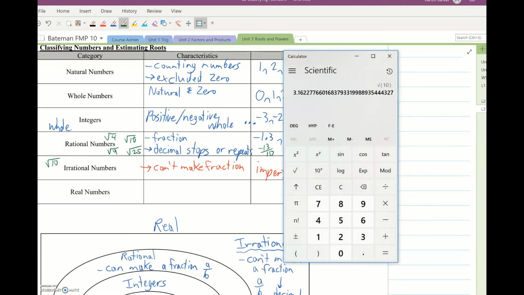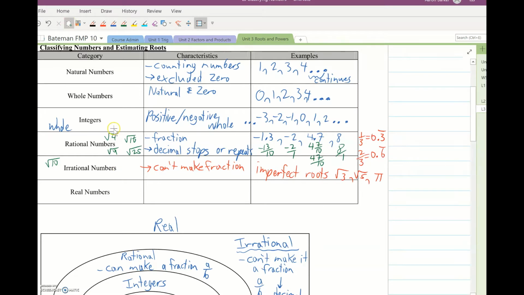Whereas something like root 4, what does root 4 equal? Root 4 equals 2, which equals 2 over 1, a fraction. That's why root 4 is a rational number. You can do the exact same thing with root 9. Let's simplify it: root 9 is 3, which equals 3 over 1. Irrational numbers, you cannot do that. You can't make them into a fraction. Real numbers are both rational and irrational.